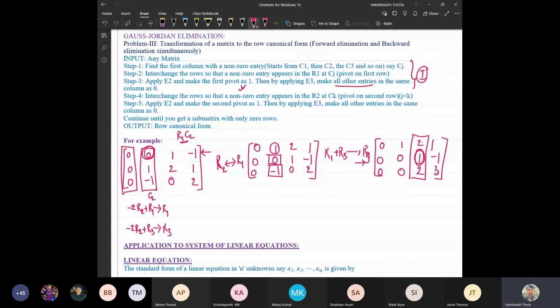Then what you will get? Then you will get 0. 1 not affected, it will become 0. Now what about this one? -2 minus 1, so it will become 2. 2 plus 1, so it is 3. Correct me if I have committed any mistake. This is 0, this is 0, this is 1. In fact, R2 is not changed. R3 is changed. -2 times R2 plus R3. So this is 0 and this is 0.